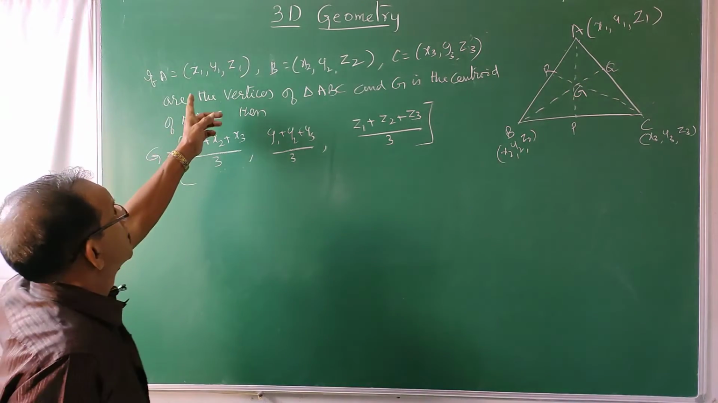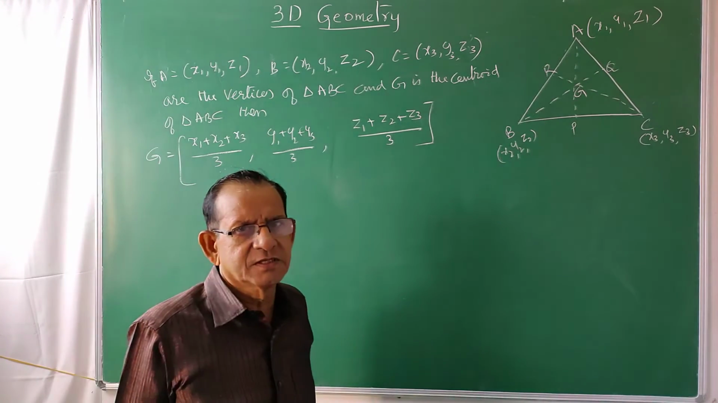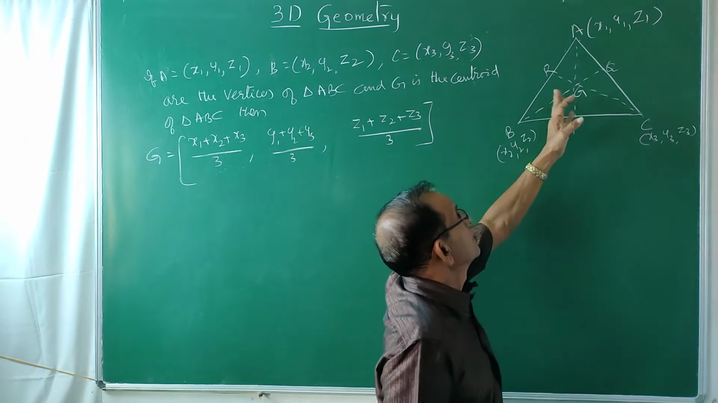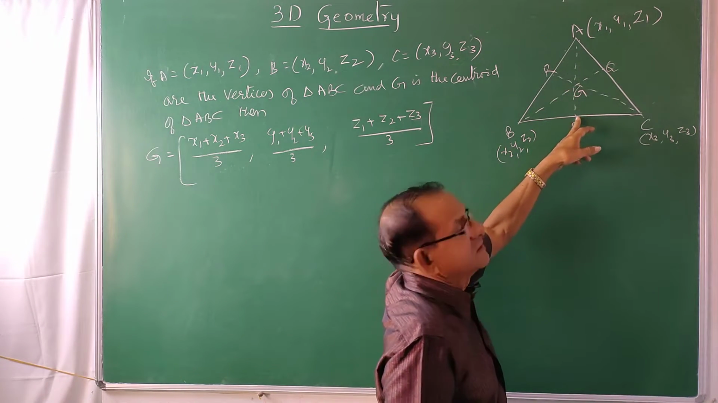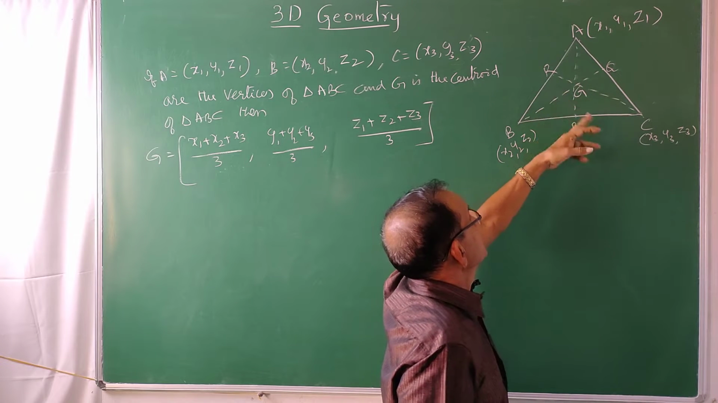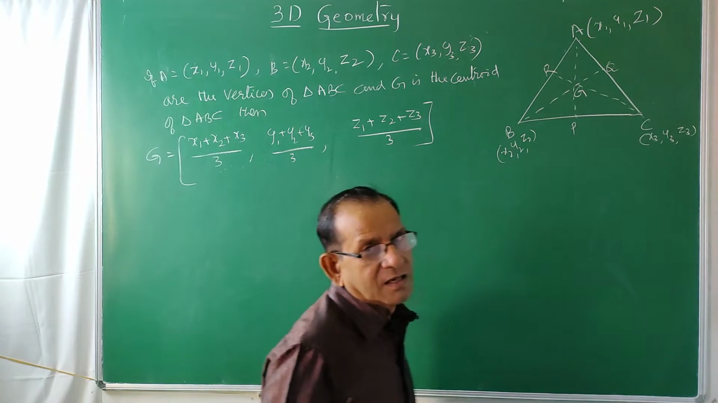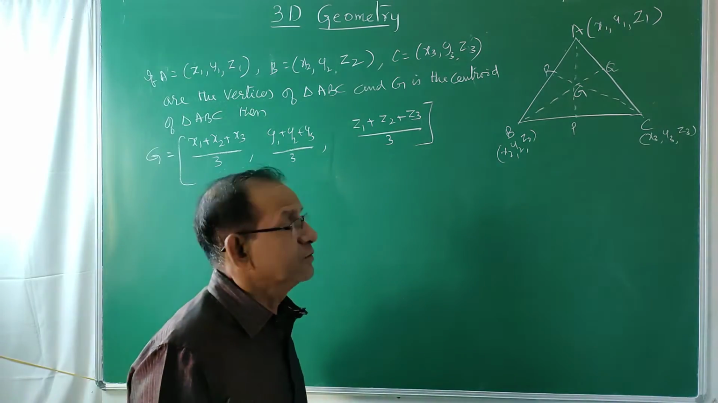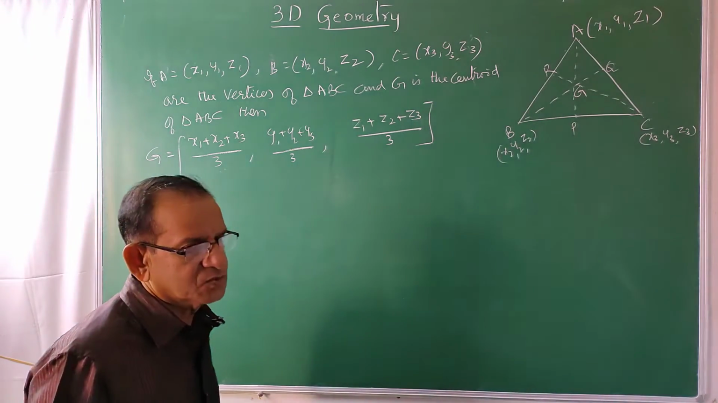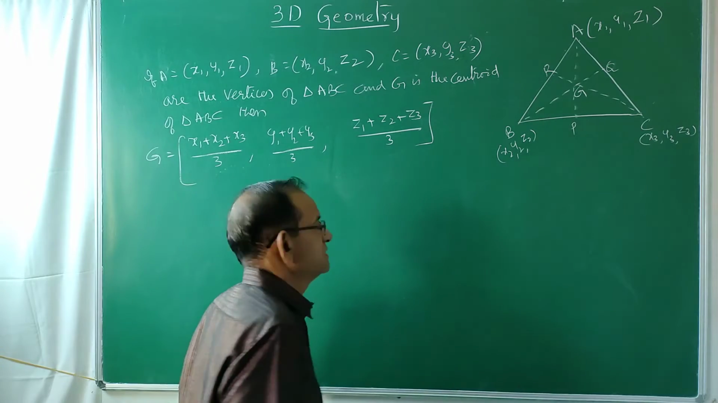Suppose A is x1, y1, z1, B is x2, y2, z2, and C is x3, y3, z3. Then, if G is the centroid of the triangle ABC, suppose P is the midpoint of BC, Q is the midpoint of CA, and R is the midpoint of AB. Then AP, BQ, CR are the medians. The intersecting point of those three medians is called centroid, and whose coordinates are x1 plus x2 plus x3 by 3, y1 plus y2 plus y3 by 3, and z1 plus z2 plus z3 by 3.